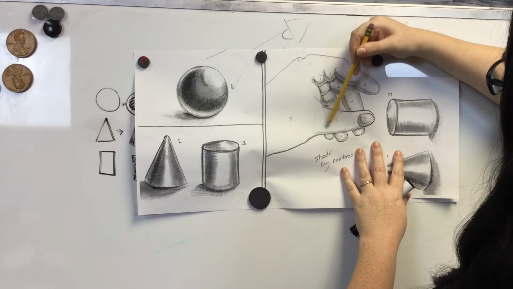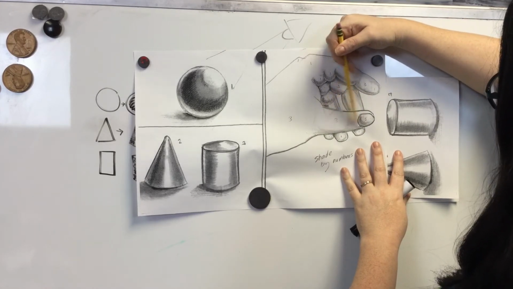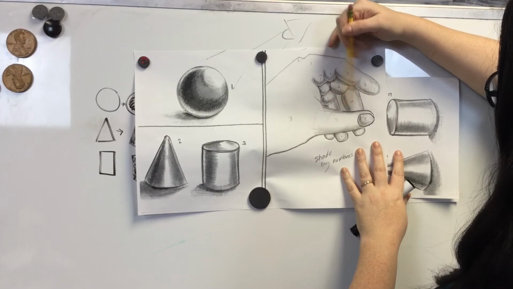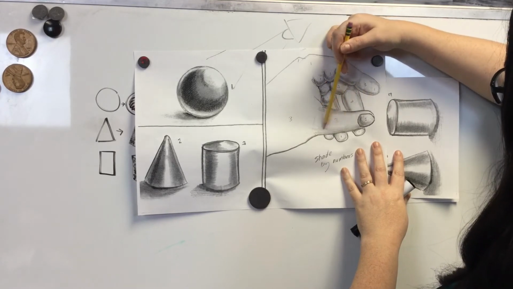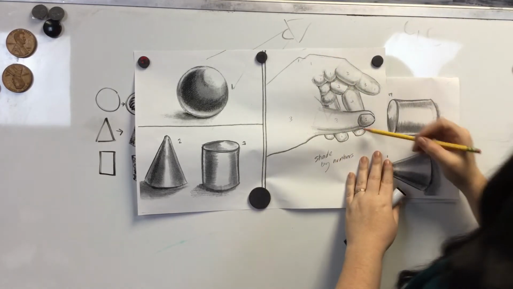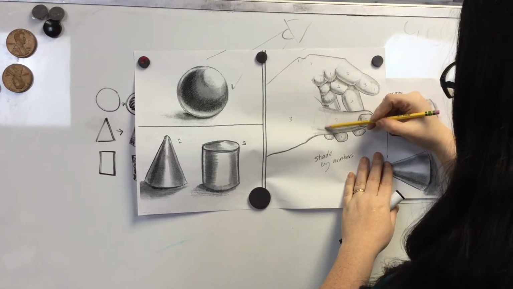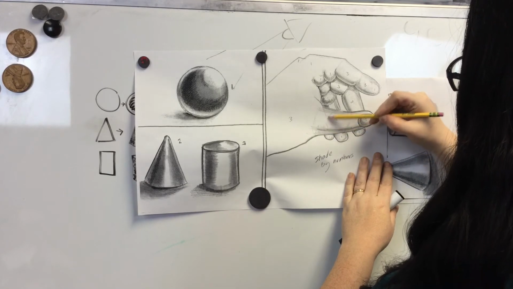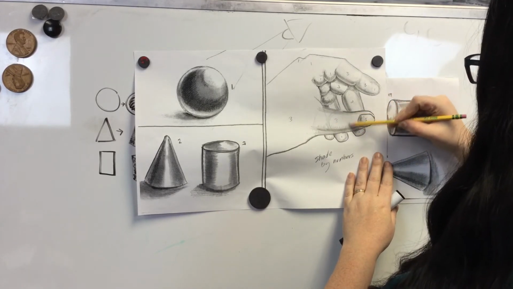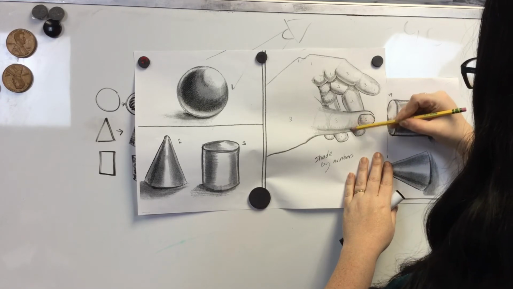Still thinking about where my light is. Going back and forth like this. Back and forth like this. Going to darken underneath here a little bit. And see how it feels real flat now? So I need to add in that kind of sphere that's there to acknowledge it a little bit.